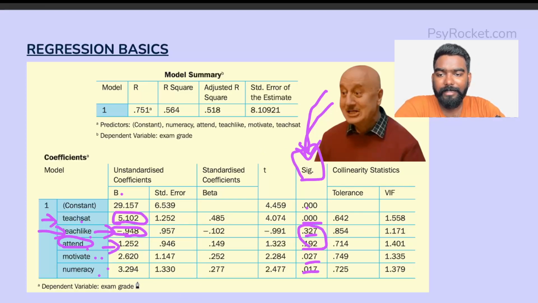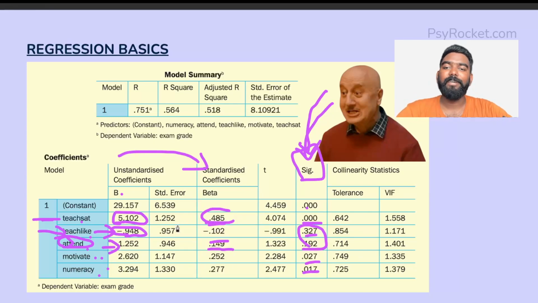Okay, so this is nothing but called B weight, and the standardized form of B weight is called beta. They are expressed in standard deviations. Which means for every one standard deviation of teaching satisfaction, there is a 0.485 standard deviation increase in our criterion variable, which is exam grade. Similarly, out of all of these, there are only three significant predictors: teaching satisfaction, motivation, and numeracy.